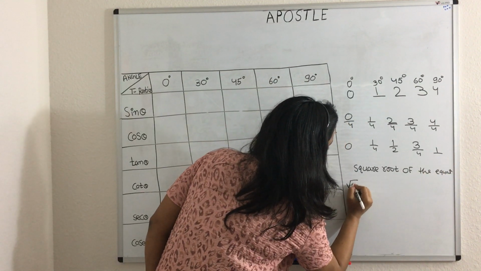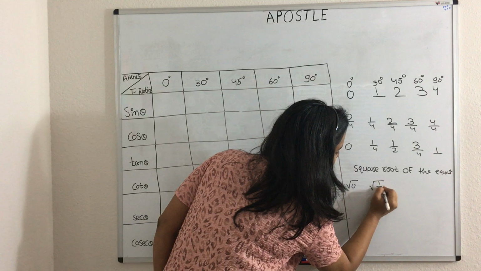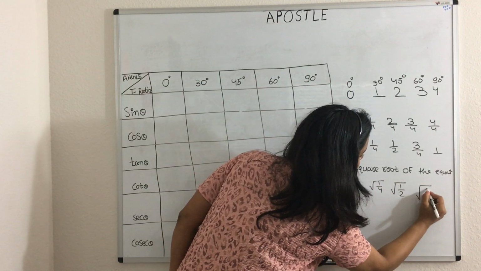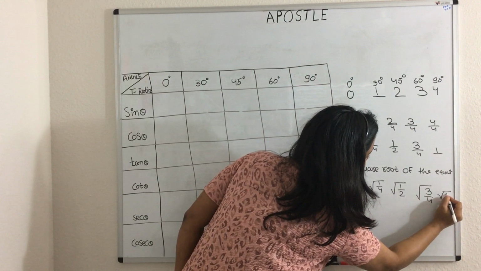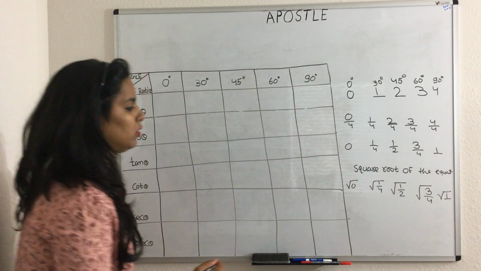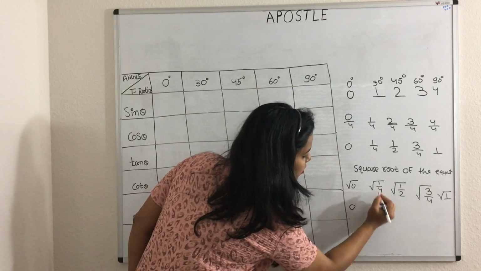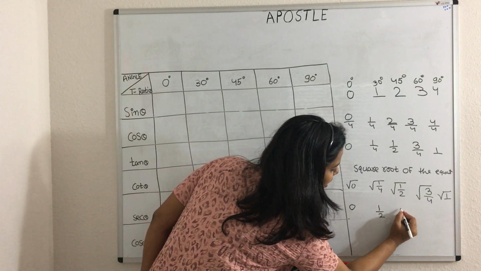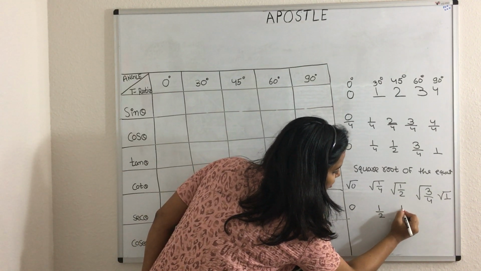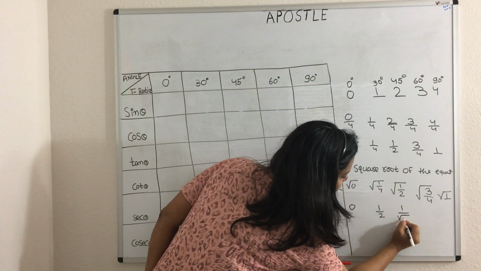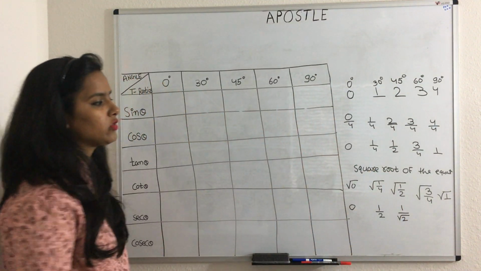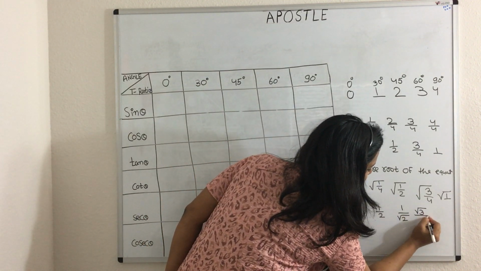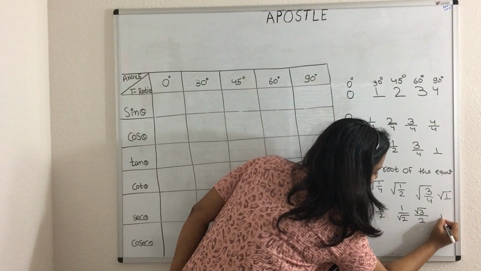So square root of 0, square root of 1 by 4, square root of half, square root of 3 by 4 and square root of 1. What is the value of square root of 0? It's 0 only. What is the value of square root of 1 by 4? It is 1 by 2. Square root of 1 by 2: square root of 1 is 1 and 2 is under root 2. What is the value of square root of 3 by 4? Square root of 3 is root 3 and 4 is 2, and square root of 1 is 1.